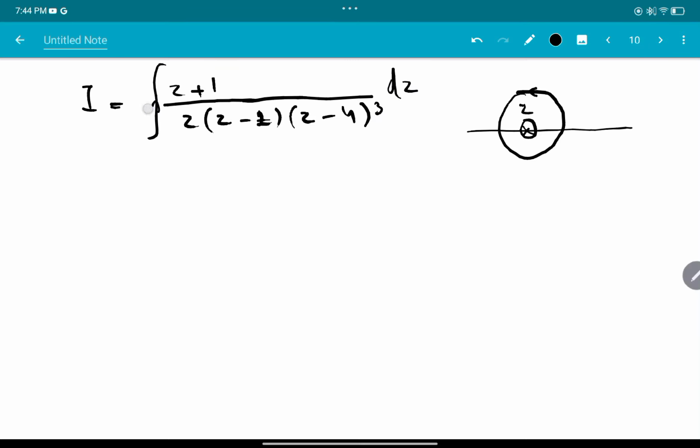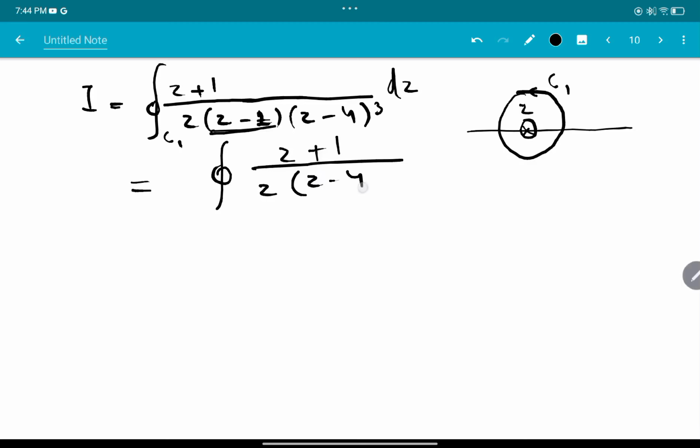Integral over this c. Let us write it c1, for example, and let us separate f(z) from the singularity factor. Z plus 1 divided by z into (z minus 4) cubed is f(z), and the singularity factor is to be written here, z minus 2, dz, because the singularity is 2. So this is f(z). Compare it with the Cauchy integral.